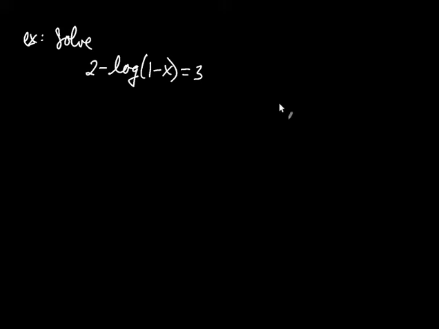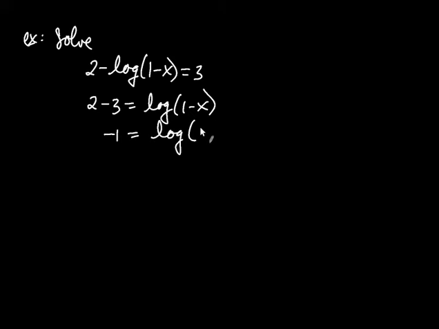Let's solve 2 take away log of 1 minus x is equal to 3. And this problem is different in the sense that there's only a single log. And when there's only a single log, what you do is you isolate that logarithm. So I'm going to get the log by itself. So I'm first going to subtract 3 from both sides, and I'm going to add log of 1 minus x to both sides. And I'm going to get 2 take away 3 is equal to log of 1 minus x. And then this is going to be negative 1 is equal to log of 1 minus x.